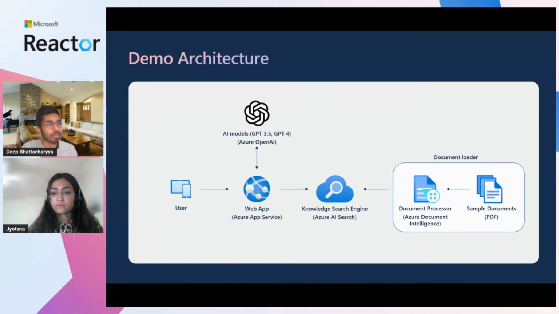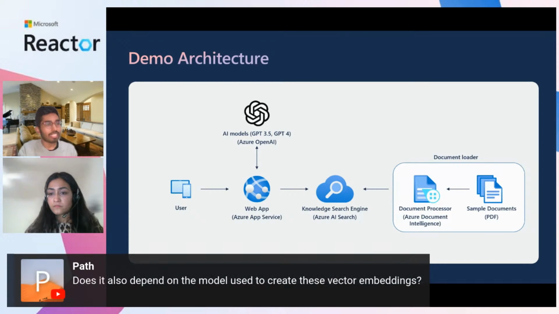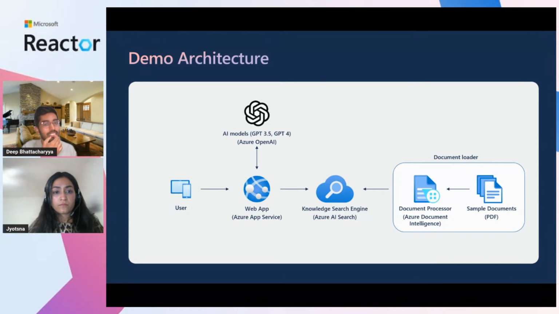We've got a bunch of comments. Does it also depend on the model used to create these vector embeddings? Yes, different models will create different vector embeddings. We just used the OpenAI ADA models for this demo. But yes, it will depend. Different models will give you a different response depending on which one you choose to use. AI search comes with a few models, so we just recommend choosing one of them for the vectorization part.